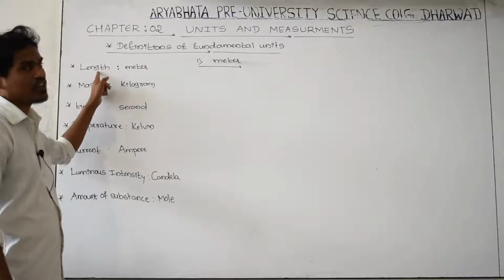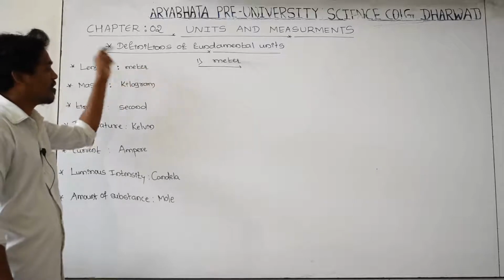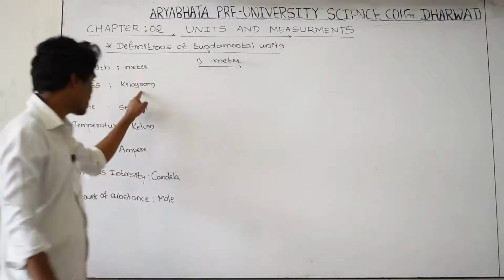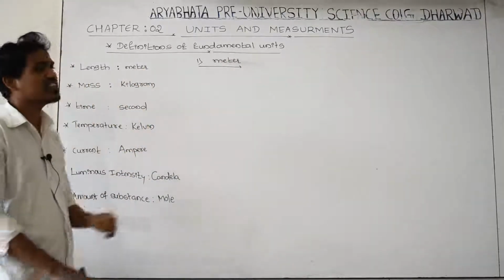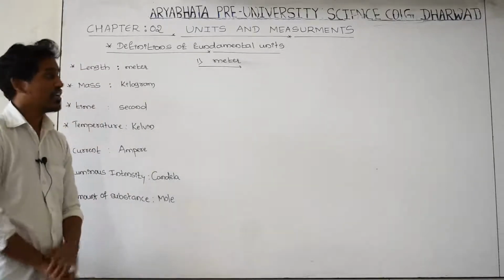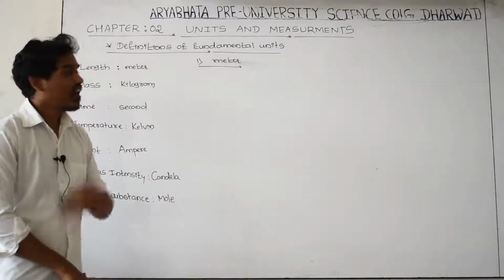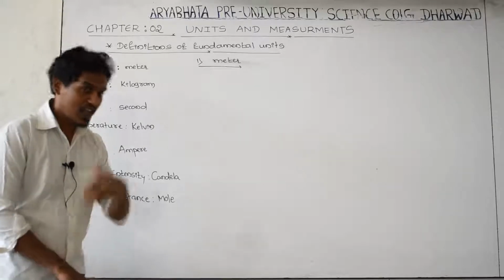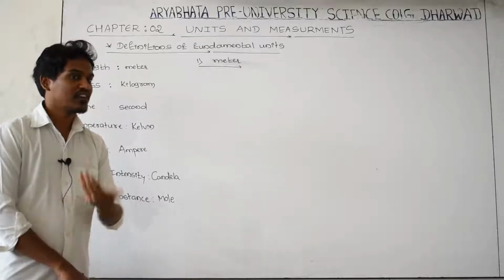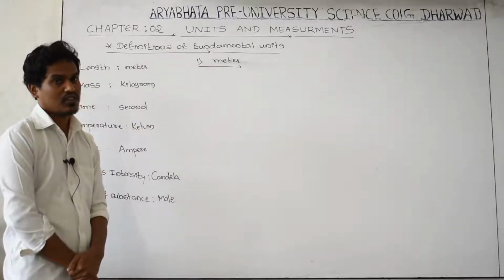The first fundamental physical quantity is length. Its unit is meter. What is meter? What is 1 meter? That is the definition of all these units we have to discuss now. The meter is the SI unit to measure a physical quantity such as length. It means 1 meter means how much length it is. In order to define 1 meter as a length, we have taken a reference, the speed of light.